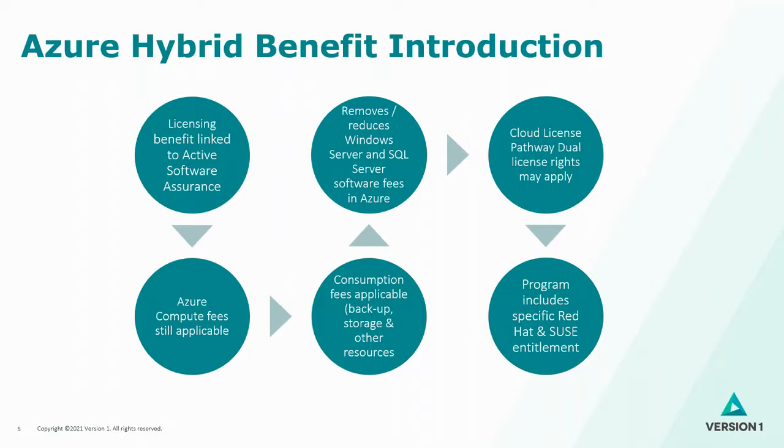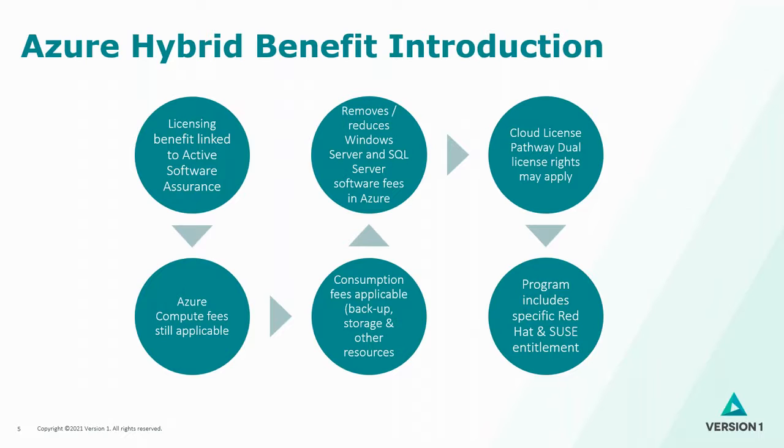So Azure Hybrid Benefit, an introduction. So what is it? It's a licensing benefit. That's the first thing to call out. It's linked to active software assurance. So no active software assurance on applicable products, then you can go off and have a cup of coffee for the next few slides because this just won't apply.